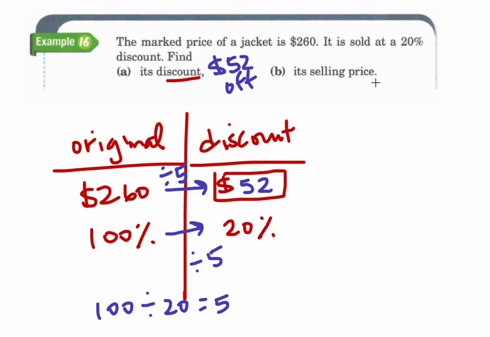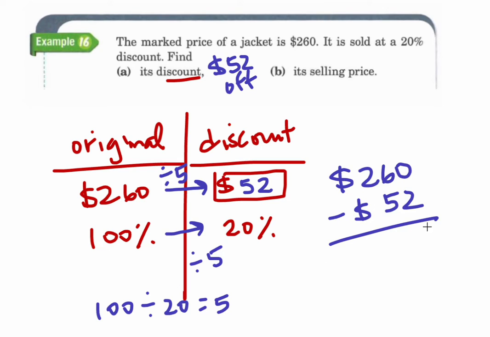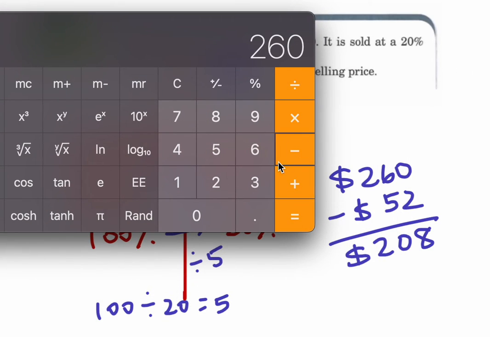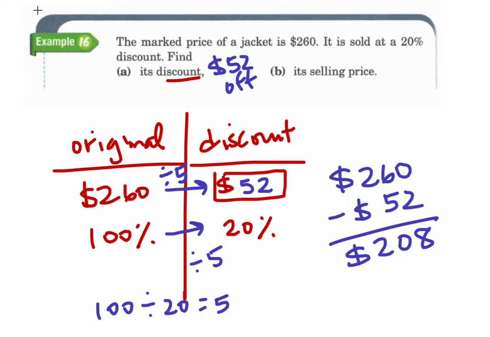Now they want to know the selling price. How much are you actually paying? Don't have to do anything extra. You're just taking the $260 you would have paid, subtract the $52 that you're getting as a discount to get your selling price. So this should be $208. Double check it in my calculator. 260 minus 52 is 208. So its selling price is $208. That's how much you're actually going to pay after the $52 was taken off, because you are a smart person and you look for deals. Great deal too.